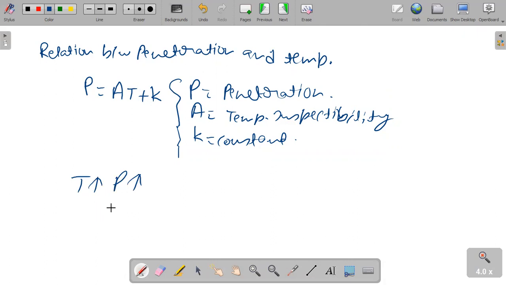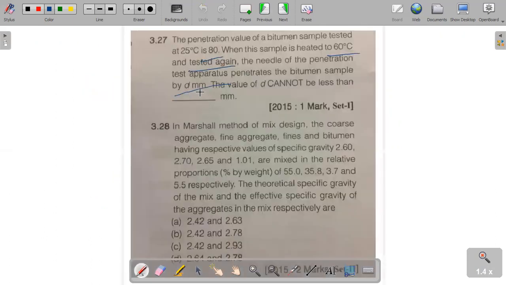So this implies simply that D should not be less than 80 mm. Okay, that is, D should not be less than 80 mm. This is it for this question. So let's move to our next question, which is asked in GATE 2015, 2 marks, set 2.